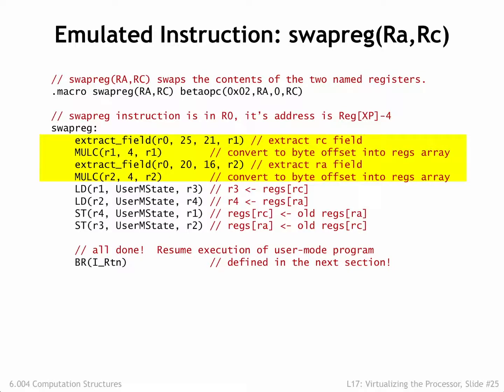Emulation is surprisingly simple. First, we extract the RA and RC fields from the binary for the swapreg instruction and convert those values into the appropriate byte offsets for accessing the temporary array of saved register values. Then we use the RA and RC offsets to access the user mode register values that have been saved in user M state. We'll make the appropriate interchange, leaving the updated register values in user M state, where they'll be loaded into the CPU registers upon returning from the illegal instruction interrupt handler. Finally, we'll branch to the kernel code that restores the process state and resumes execution. We'll see this code in the next segment.